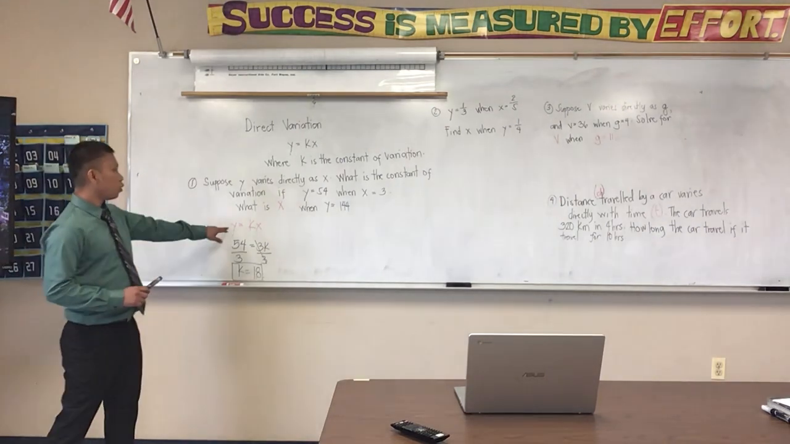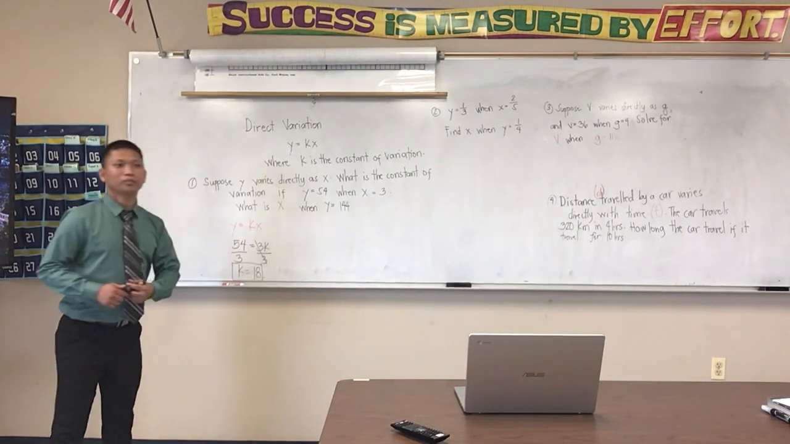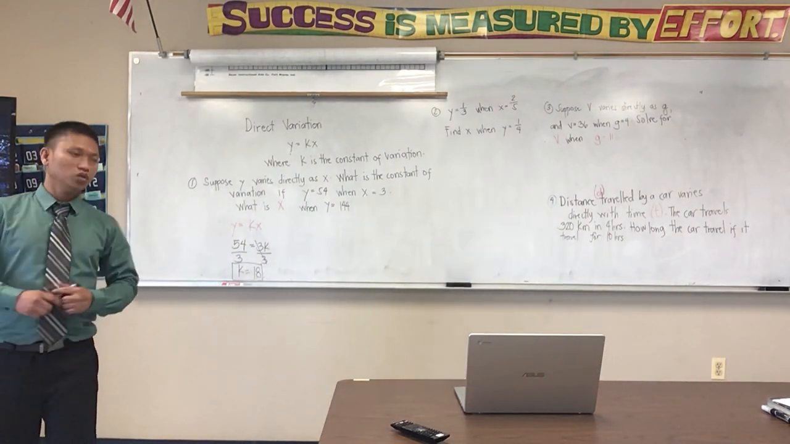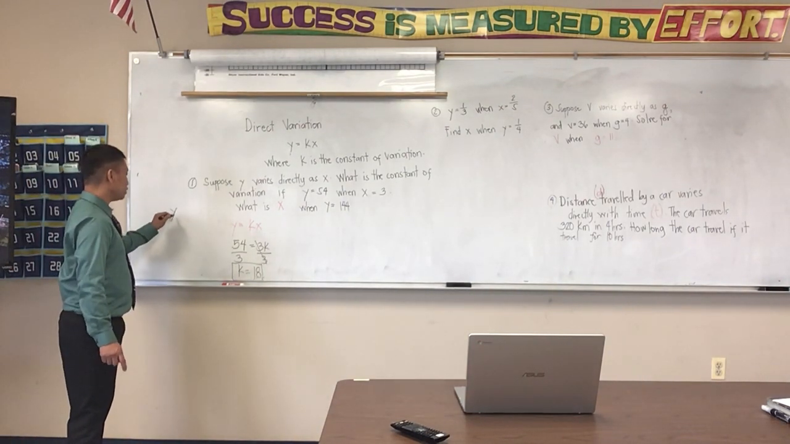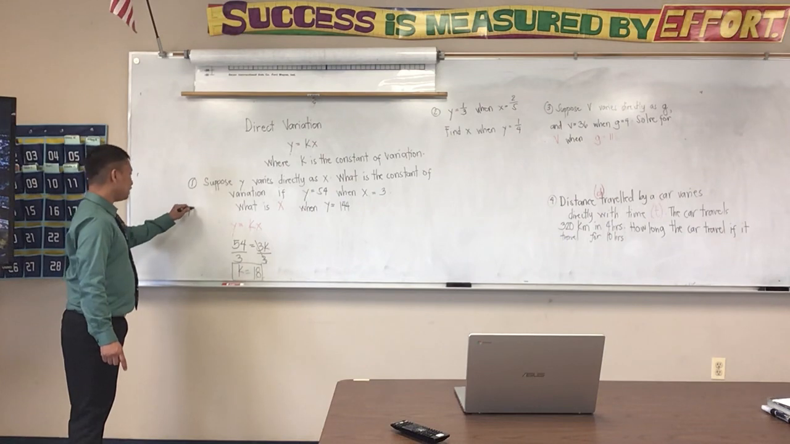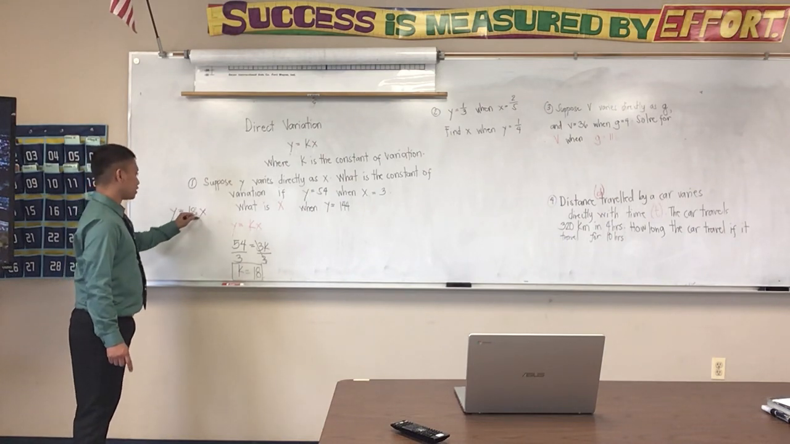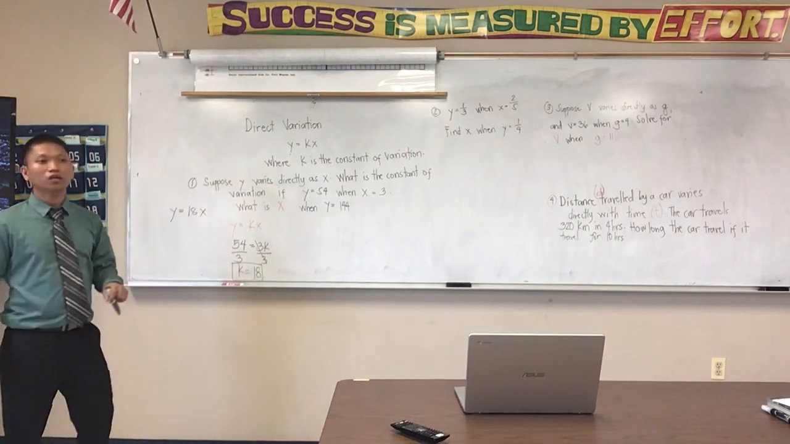We have y equals kx, so we can now determine our equation for direct variation. Therefore, this will be y equals 18x, where 18 is our constant.